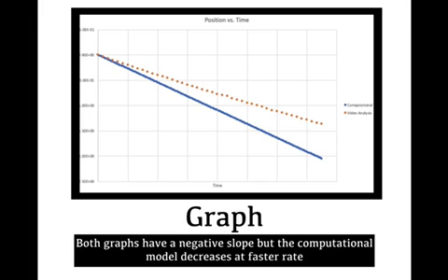So the graph. Here we have both the computational graph points and the video analysis points. Both of the graphs have a negative slope, but the computational model obviously decreases at a faster rate. The causes for this could be that when I was doing the experiment, the ball was rolling in different directions, so I had to constantly redo it to get it to go as straight as possible, so that could affect the velocity and its consistency.